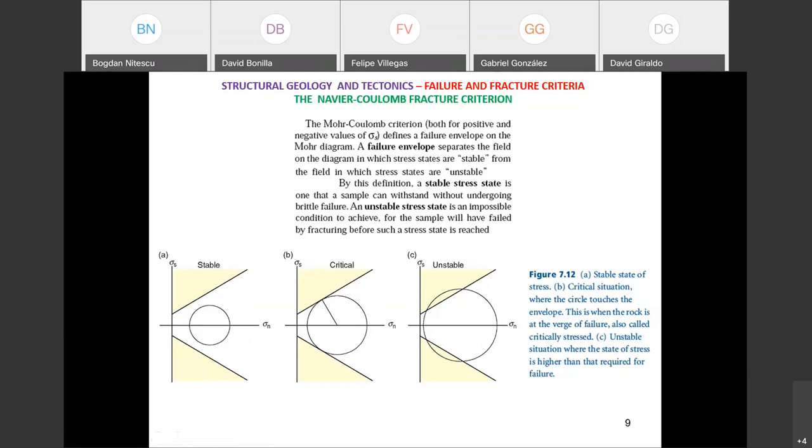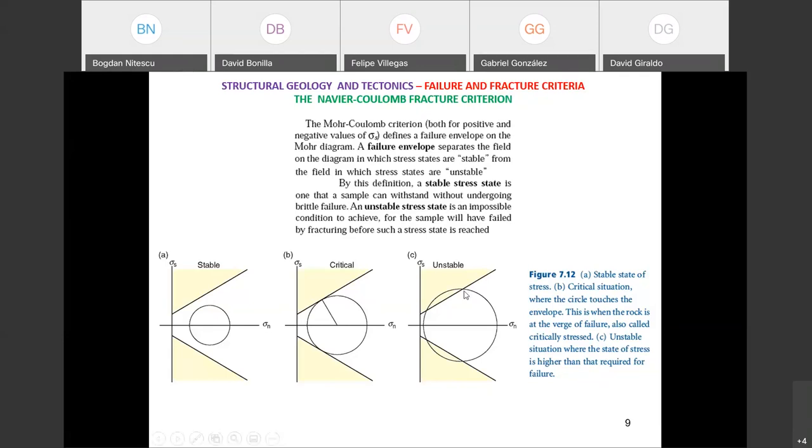So where will it fail? This is another question. The answer from this diagram is along a plane for which the angle relative to sigma three is half of this angle, theta. Here we have two theta. This is the tangent, and this is a radius perpendicular to the tangent. This point corresponds to the plane within the volume of rock where the fracture will develop.